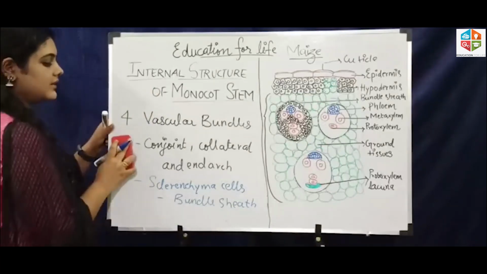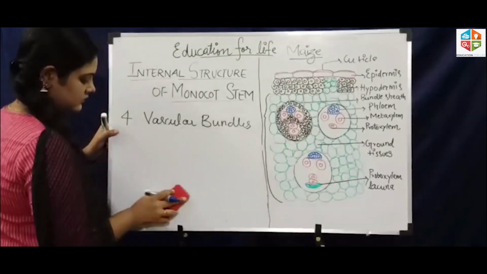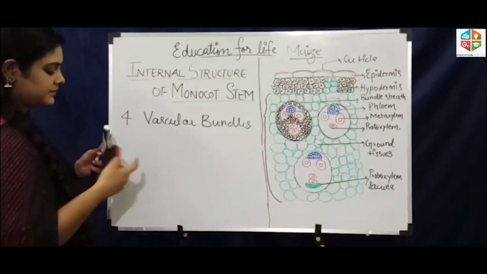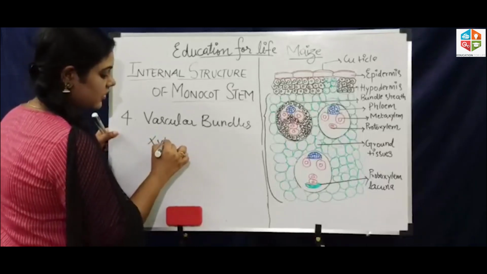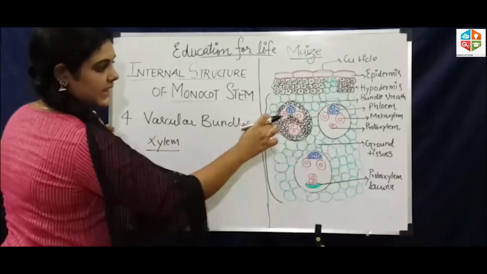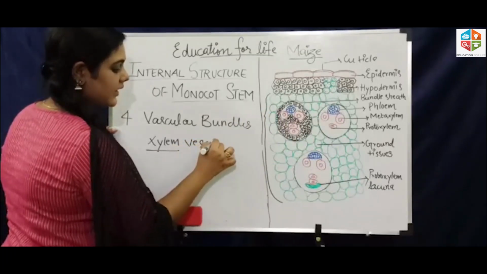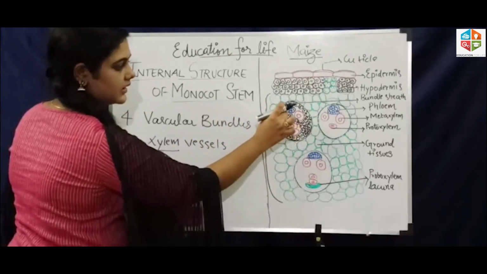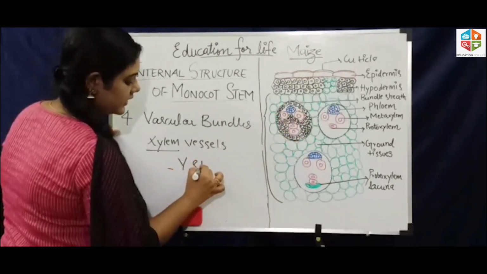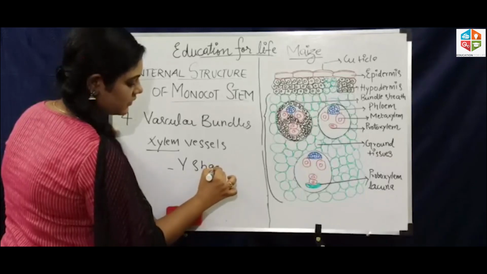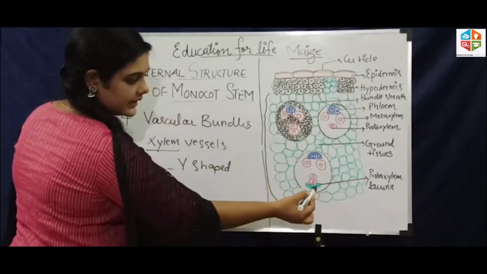Okay. Next we are going to see the xylem. Xylem in the monocot stem is arranged in a Y shape. The xylem vessels are arranged in a Y shape. You can find a green colored cavity here.